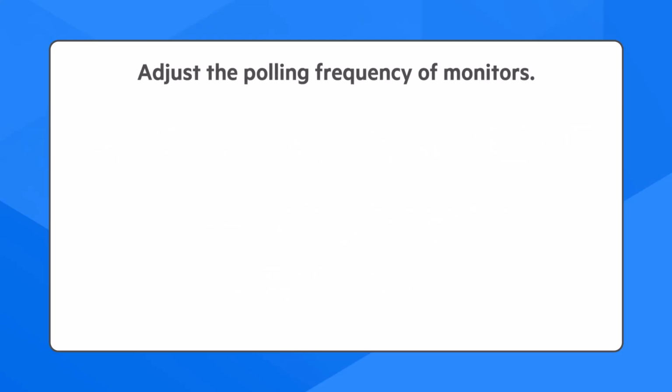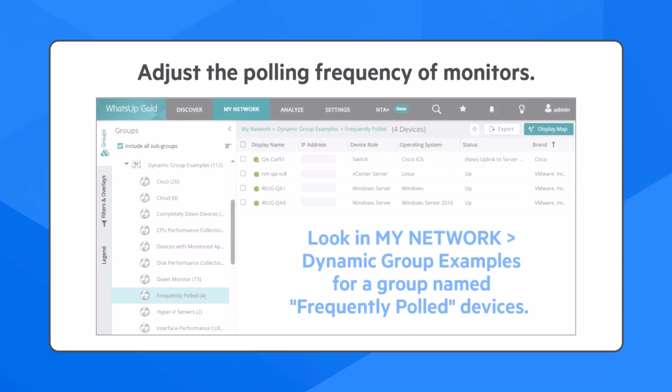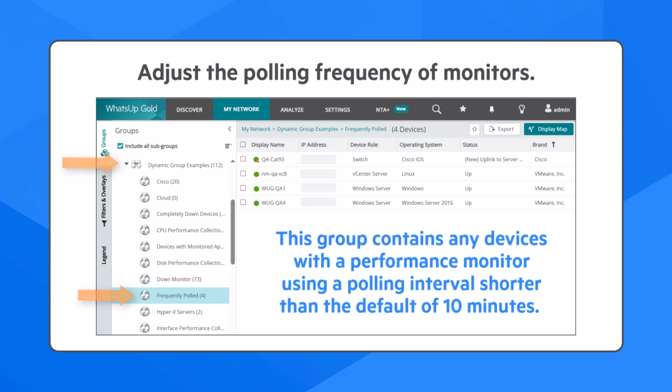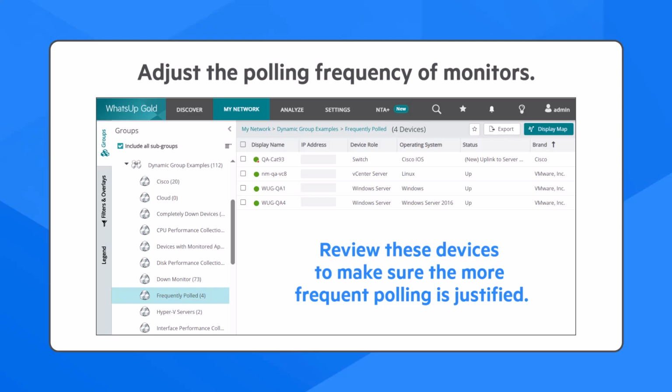Adjust the polling frequency of monitors. Consider increasing the polling interval for your less essential monitors. Additionally, you can look in the My Network view under Dynamic Group Examples for a group named Frequently Polled Devices. This group contains any devices with a performance monitor using a polling interval shorter than the default of 10 minutes. Review these devices to make sure the more frequent polling is justified.